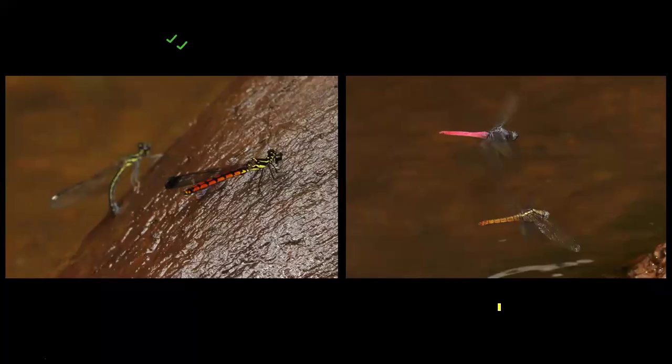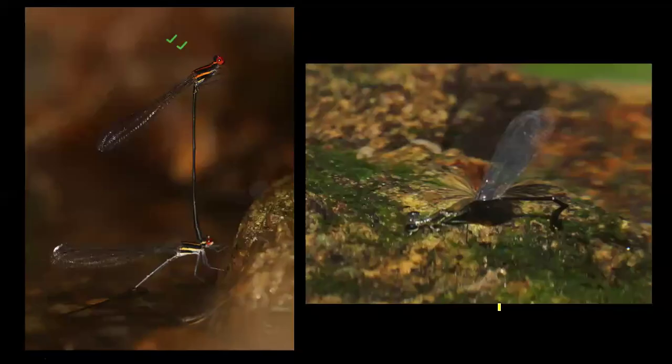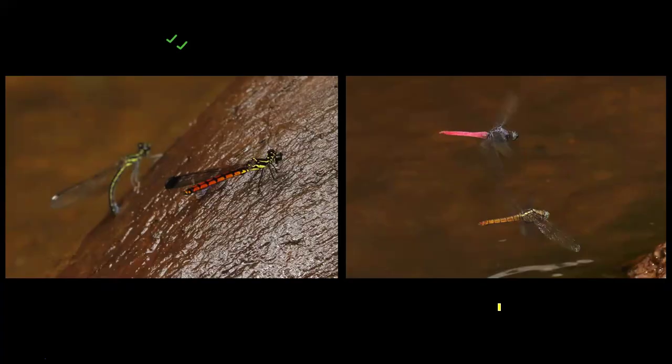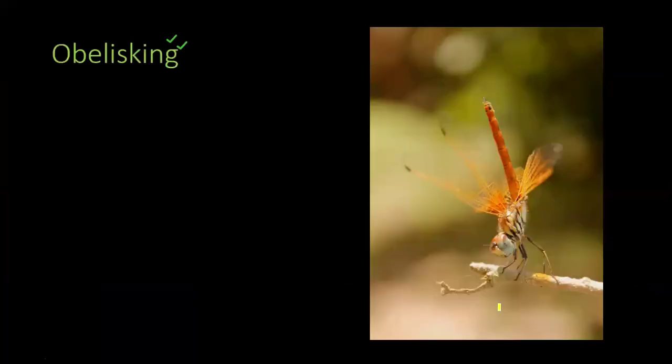Certain species do the guarding while flying above the female. Certain others do it while perching closer to the ovipositing female. Certain others also remain in the tandem position, keep grabbing onto the female until egg laying is complete, like this one in this photograph. So this happens in many different ways, but still the purpose is the same.